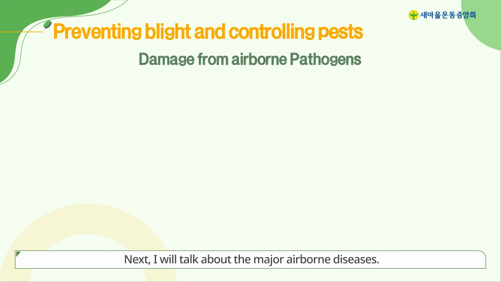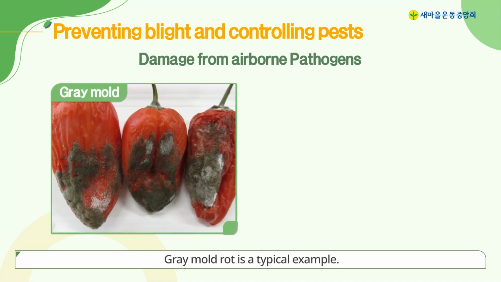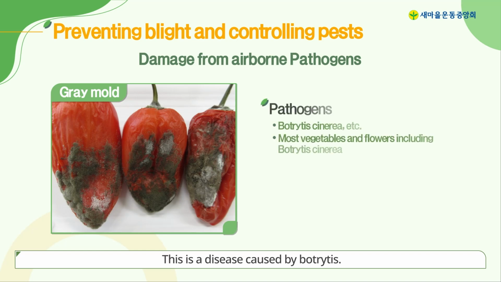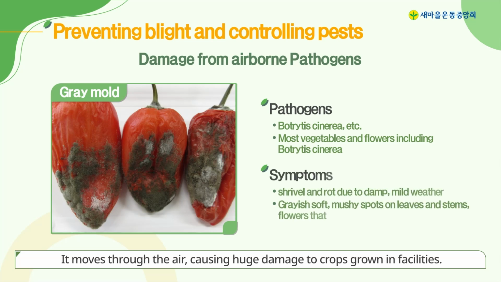Next, I will talk about the major airborne diseases. Gray mold rot is a typical example. This is a disease caused by botrytis. It affects almost all vegetables and flowers. It moves through the air, causing huge damage to crops grown in facilities. Its symptoms include the withering of flowers, rotting of fruit, spots, and soft rot. It occurs a lot in low temperatures and high humidity conditions. It is also common in onions, garlic, and fruit in storage after harvest.